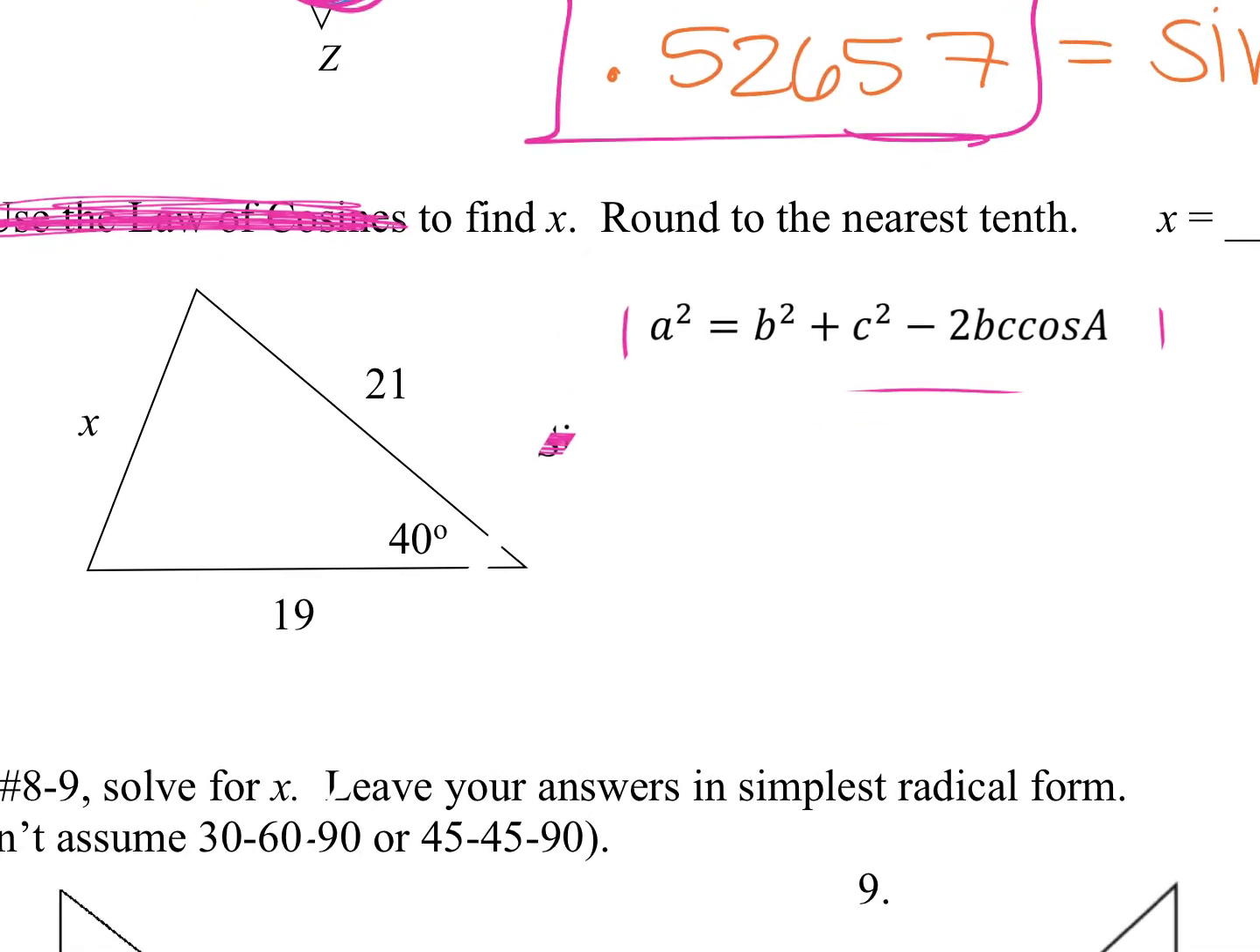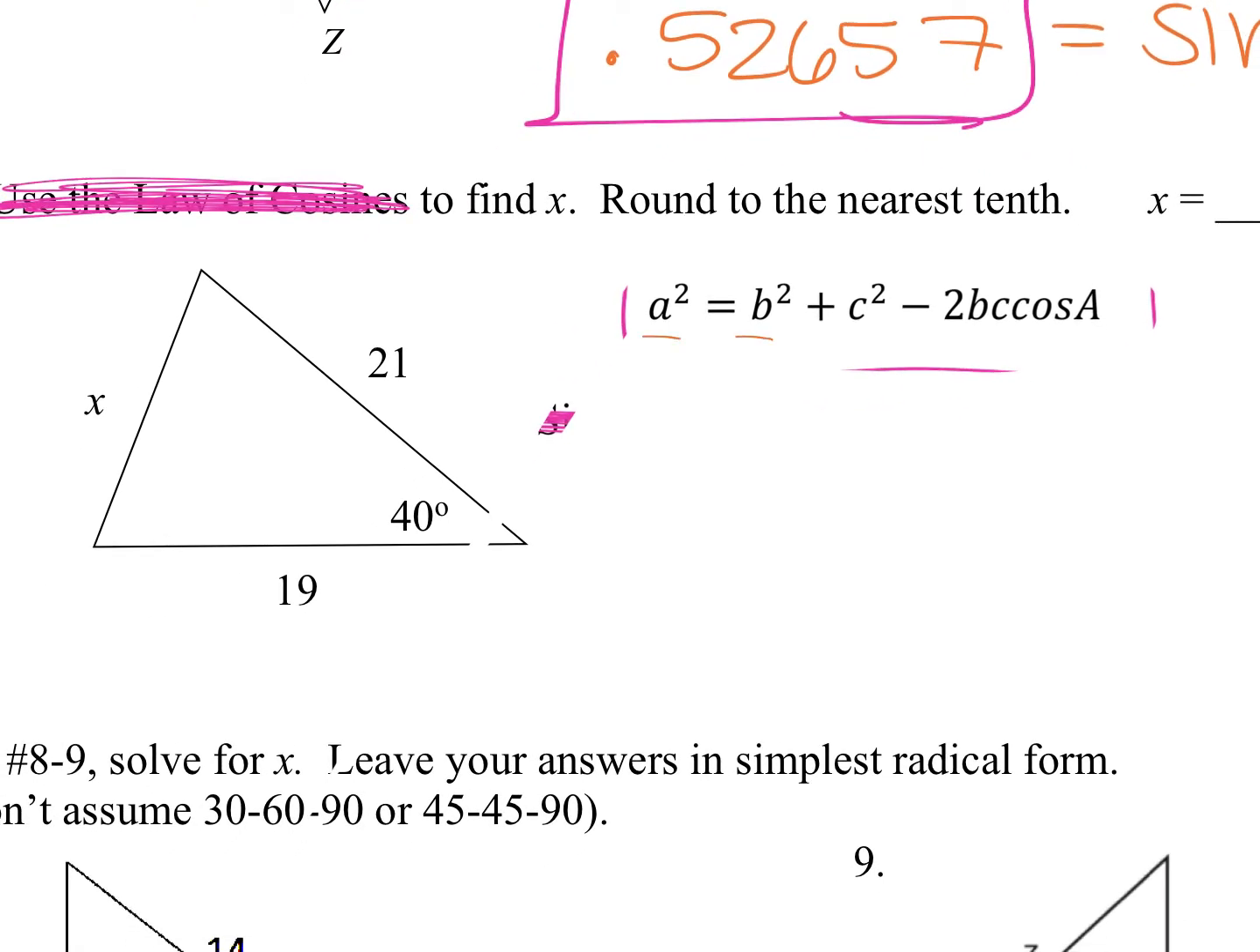So what is the 40 in terms of our variables? You have A, B, C, and a capital A. What's the 40? Capital A. That's your capital A. What's the lowercase a? X. Across from the angle is the lowercase a. And then B and C are interchangeable. It does not matter which one's B and which one's C. Okay? All right, so now we plug it in.